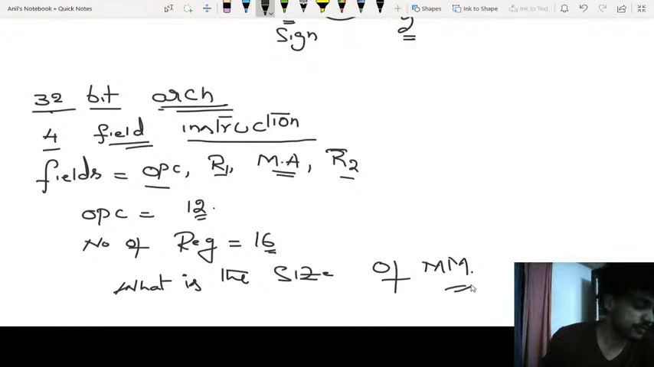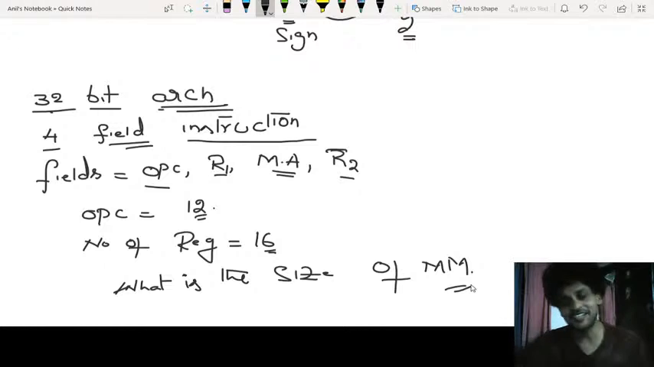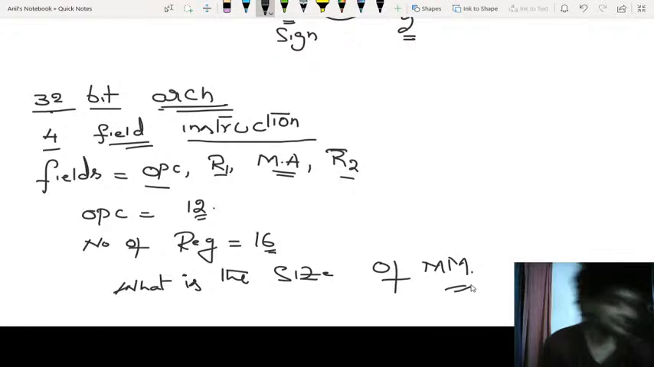Lokesh Parab, Kirti S. Kumar. Lokesh's answer is 2 power 20. Kirti's answer is 2 power 16. Whose answer is correct? Kirti, once again, just go through it and let me know.